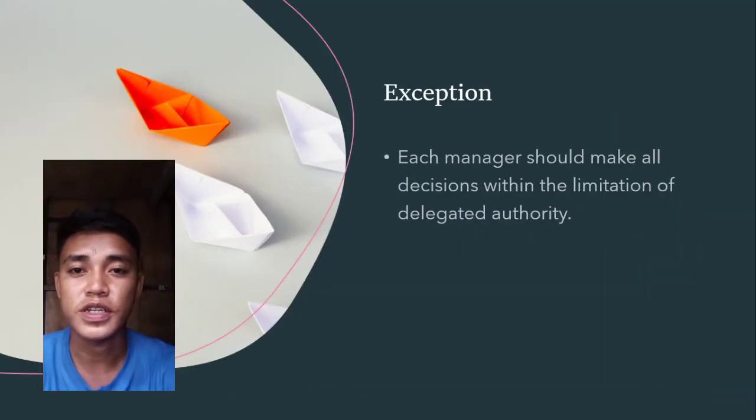Number 4, exception. Each manager should make all decisions within the limitation of delegated authority. However, exceptional complex matters should only be referred to a higher level for their decision. This will enable executives at higher levels to devote time to more important and crucial issues.